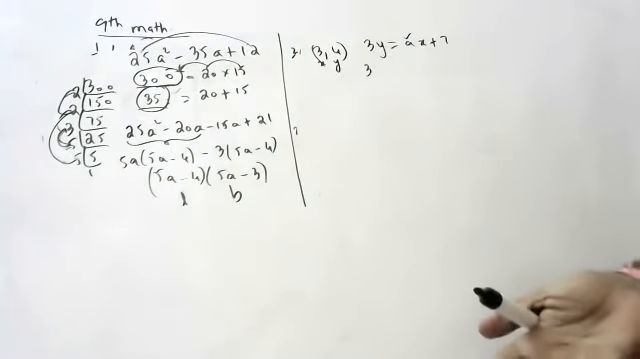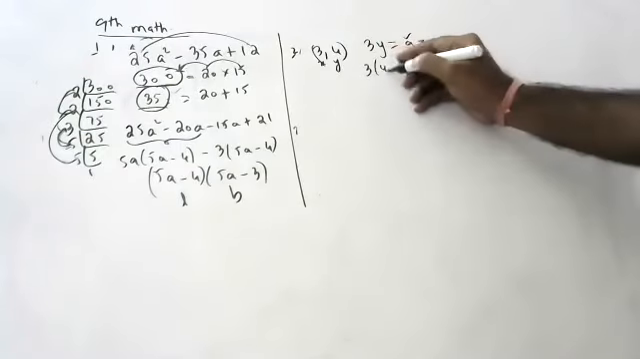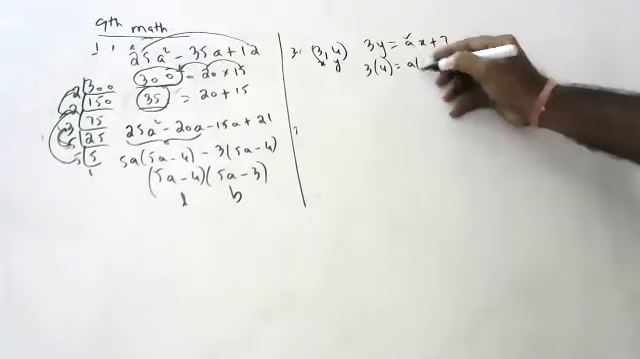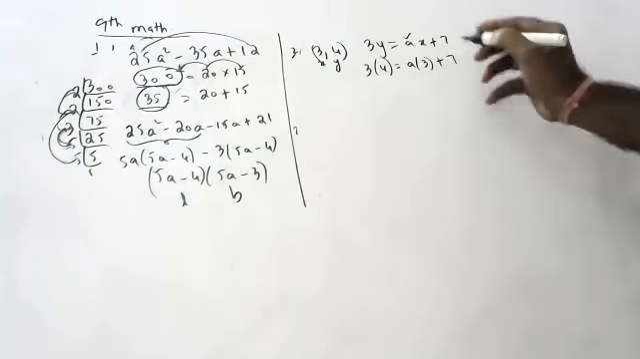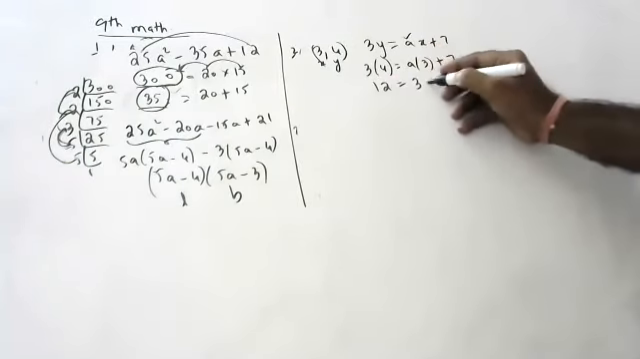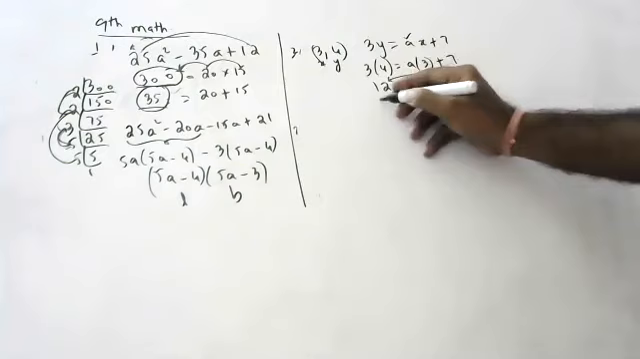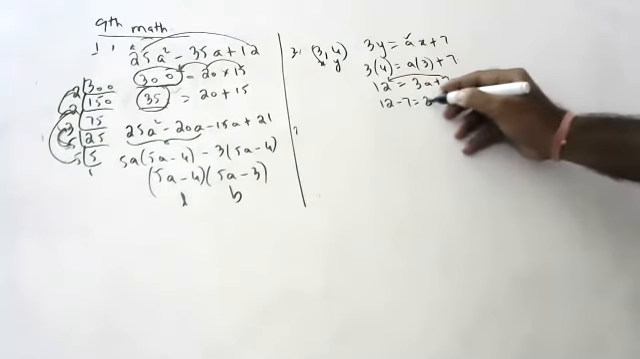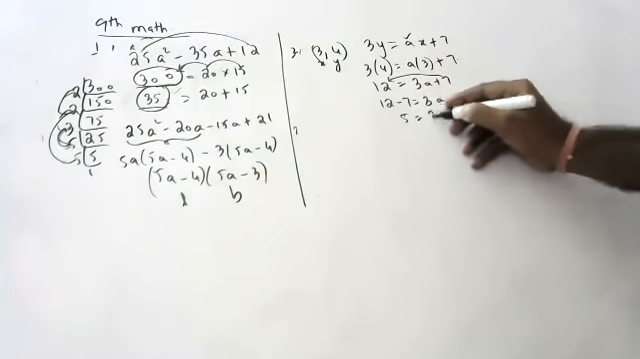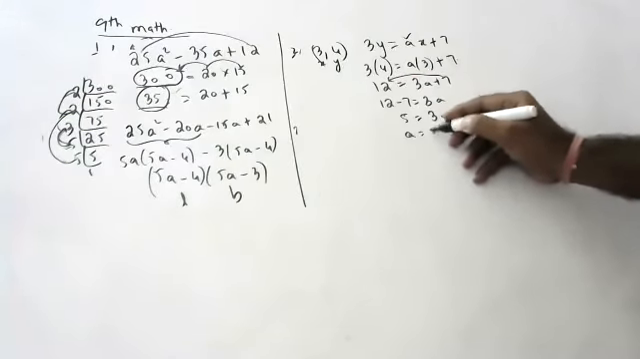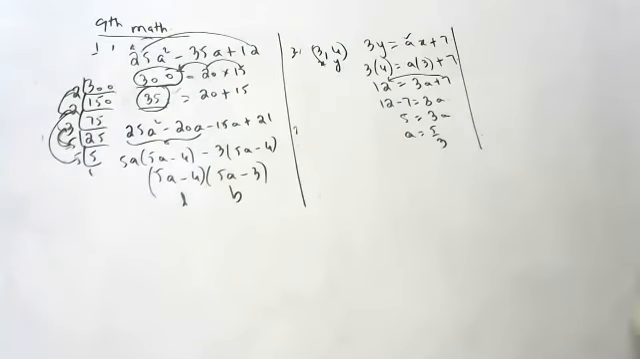After rest, how much time? Fast. A into 4 equals A into 3 plus 7. 12 equals 3a plus 7. 12 minus 7 equals 3a, 5 equals 3a, a equals 5 by 3. A is equal to 5 by 3.